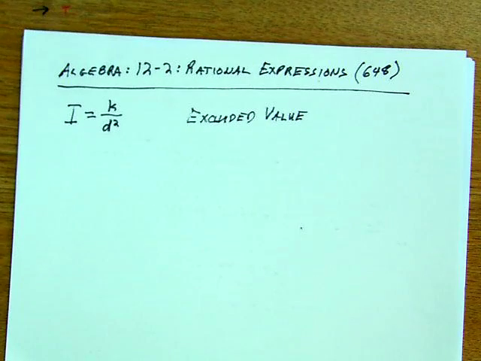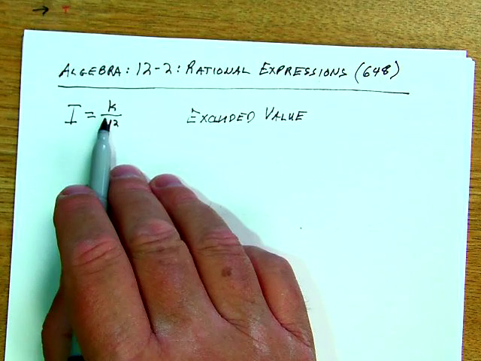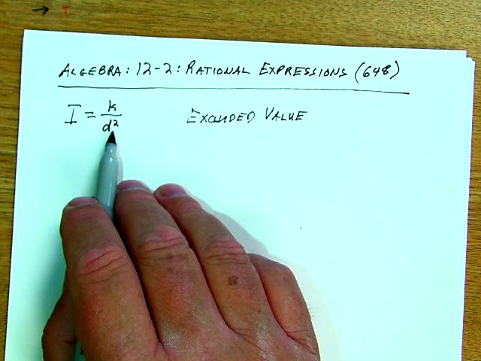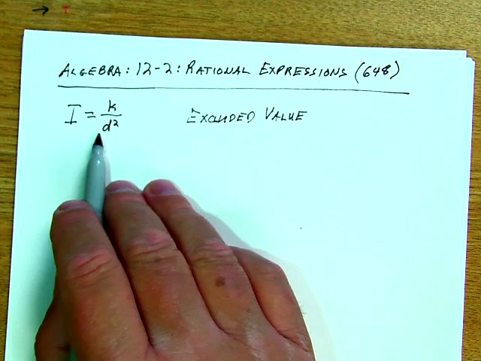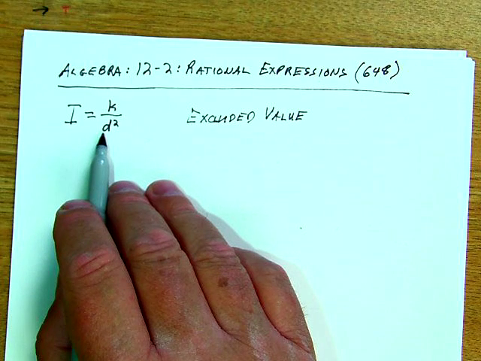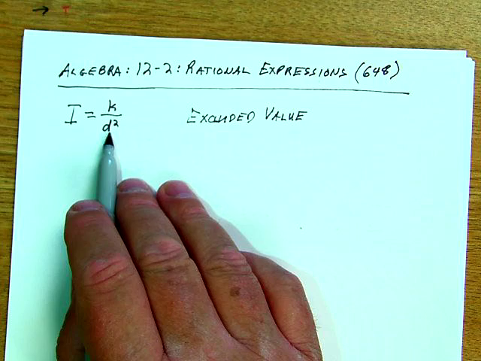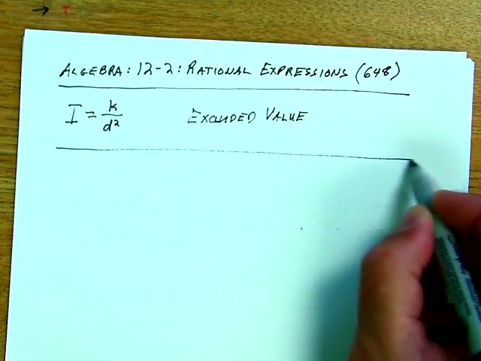Excluded value. Okay? So once again, a rational expression is any fraction whose denominator and numerator are polynomials, and when you have that situation, if the denominator resolves to 0, you must exclude the value that resolves that to 0. All right, so let's take a quick example of one.